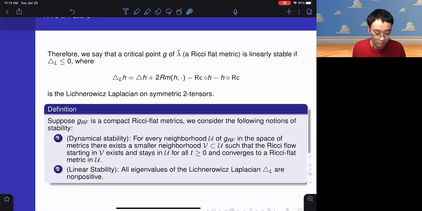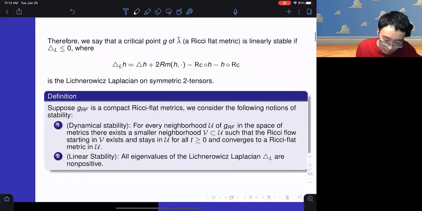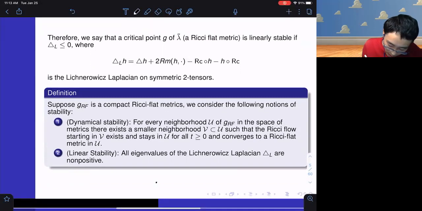On the other hand, we call the GRF dynamically stable if, okay, let me draw a picture. So if this is the GRF, then we consider any neighborhood around this in the space of Riemannian metrics. Later we will use this capital N to denote the space of Riemannian metrics. So this neighborhood lies in the M.